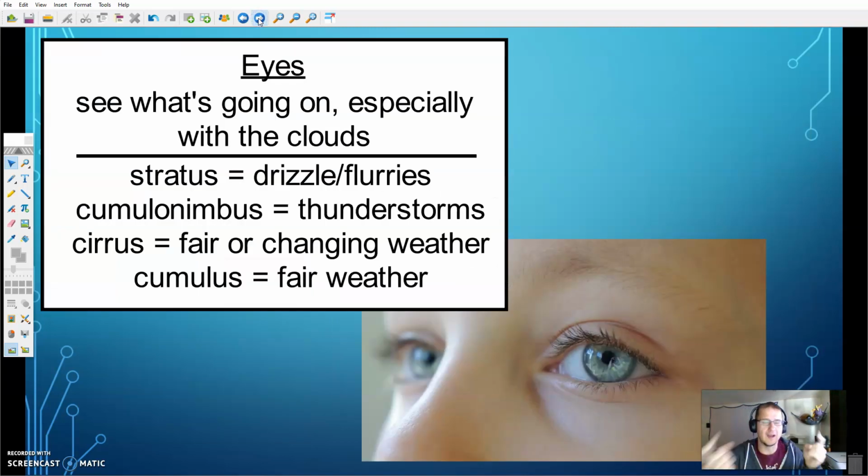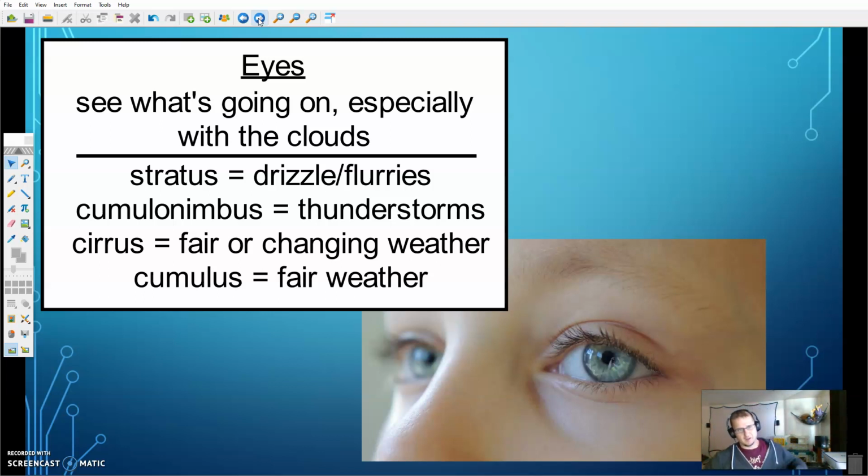Okay, and then the last one, your eyes. Your eyes are important because those clouds are going to determine certain types of weather. If there are clouds in the sky, which there have to be for there to be a storm. There has to be clouds in the sky for a storm. If there's not, there's going to be no rain falling. Stratus clouds are going to mean drizzle or flurries. So the stratus clouds are the ones that are kind of like, across the sky, blanket almost. Those are going to mean either a drizzle or flurry. So they're probably going to mean that there's going to be some kind of storm.